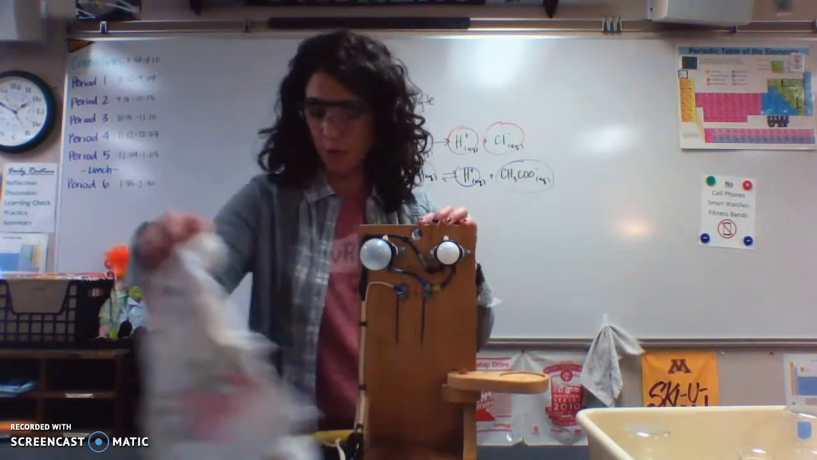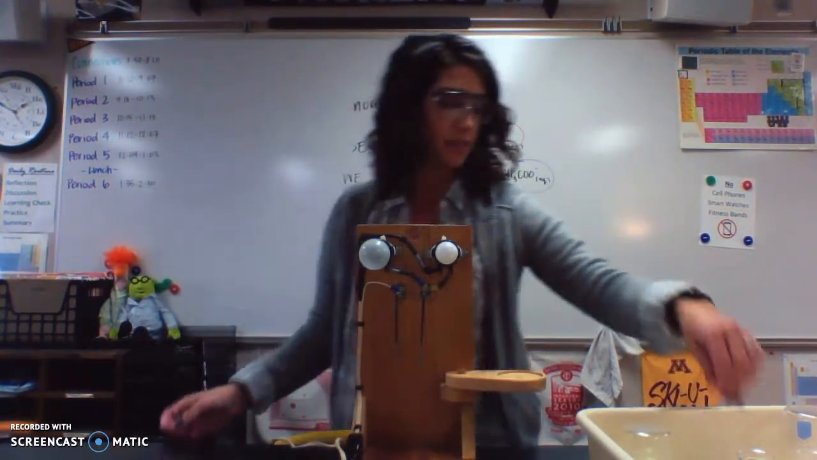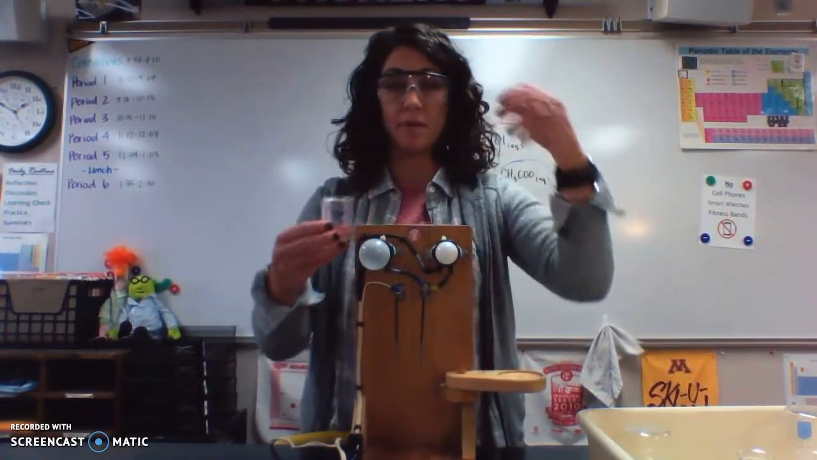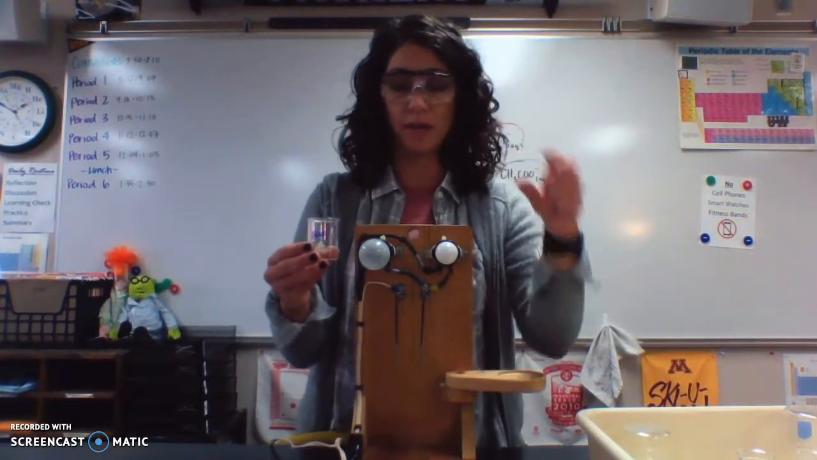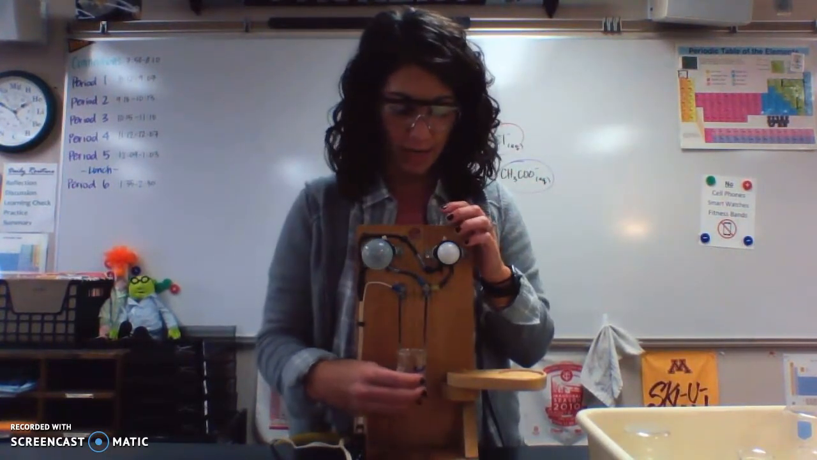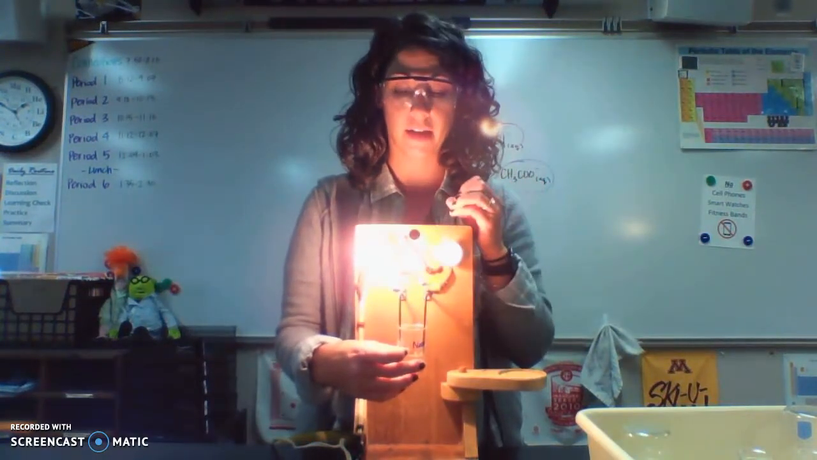Okay, my next one is NaOH, sodium hydroxide. Remember when you have a metal and a non-metal, or a metal and a polyatomic ion like this, sodium's our metal, hydroxide's our polyatomic ion, we have an ionic compound. Ionic compounds should all be electrolytes because they consist of ions.